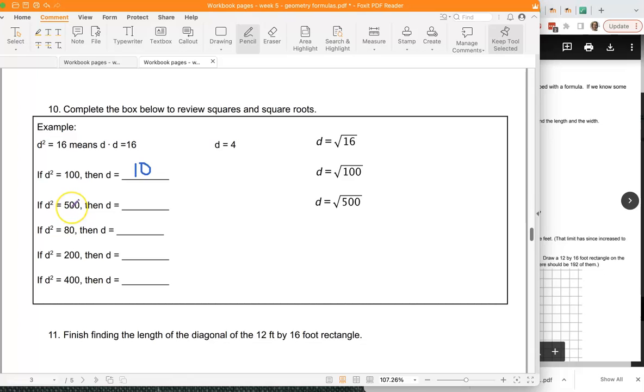Now, what times what is 500? That's a little trickier. I can't do that one in my head. Some of these come out nice. 100 is a perfect square, so the square root comes out nice and clean. 500 comes out kind of messy. So I'm going to hop over to a calculator to find the square root of 500.